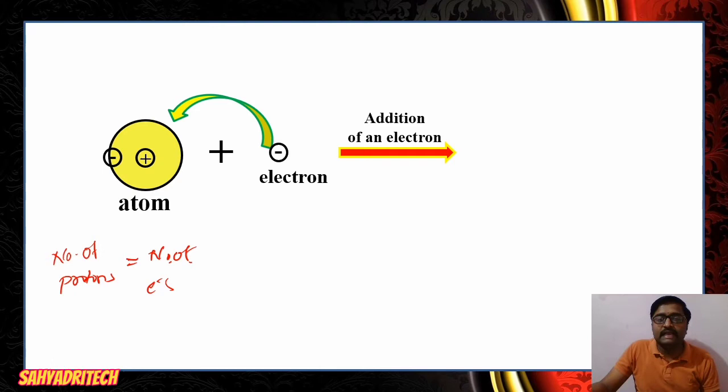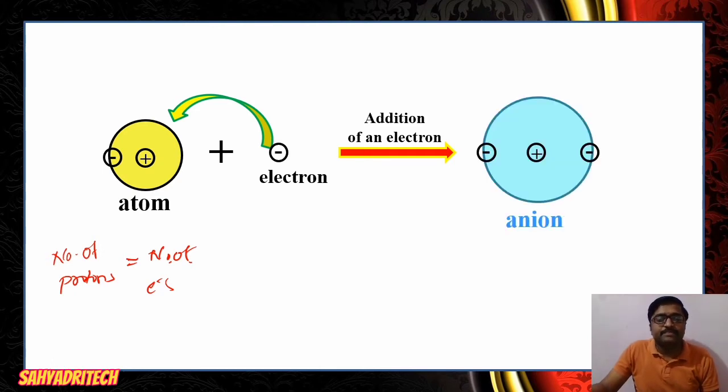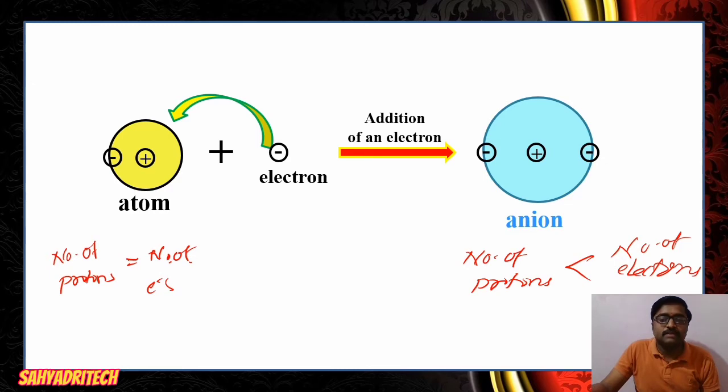When an electron is added to an atom, what happens? Now say number of protons once electron is added. What about number of protons? Number of protons will be less than what? Number of electrons. Means number of electrons will be increased. But what about proton? Protons remain as it is. There is no change in the proton. Protons remain same. Only number of electrons will be increased.